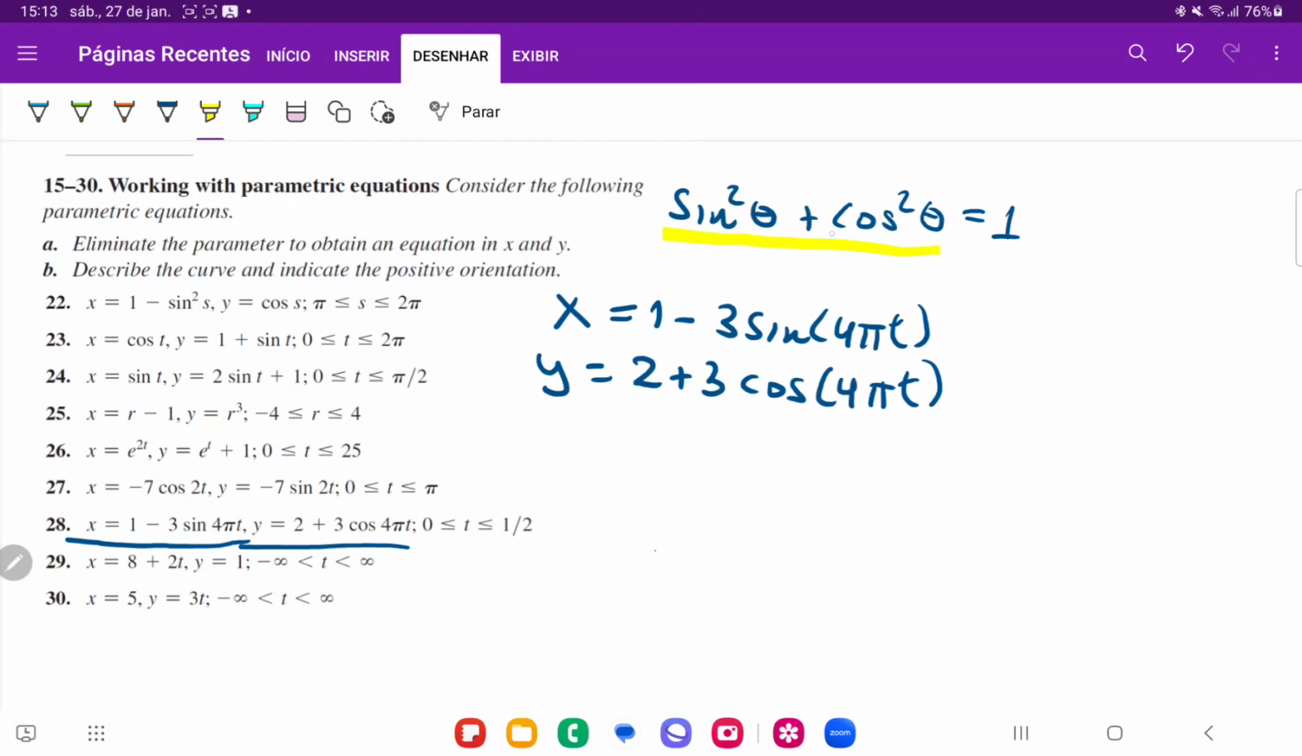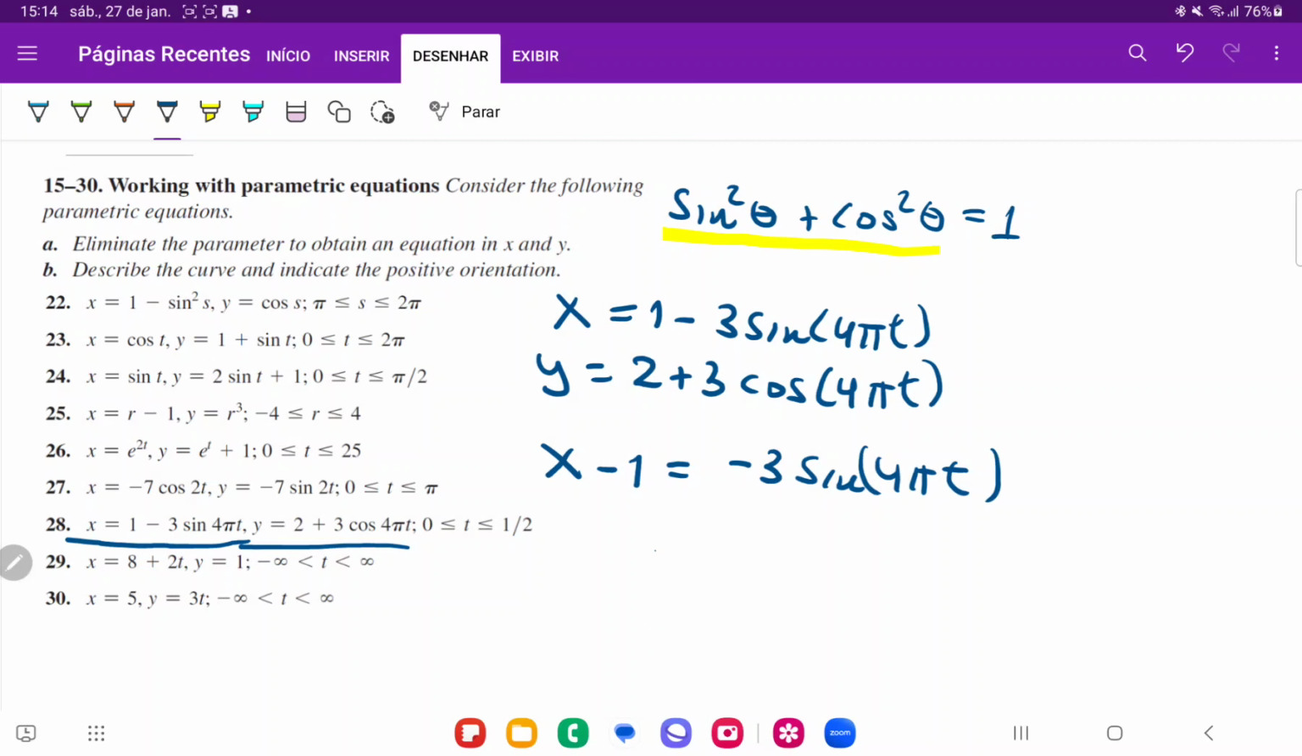So we're going to take sine squared plus cosine squared is equal to 1, because if we do that, we can get rid of the trig expressions which contain the parameter t. So I do need to square the equations. However, first I'm going to leave the sine and cosine on one side so that it's easier when we square. So for the x equation, I'm just going to bring the 1 to the left-hand side. So I have x minus 1 is equal to minus 3 sine of 4 pi t.